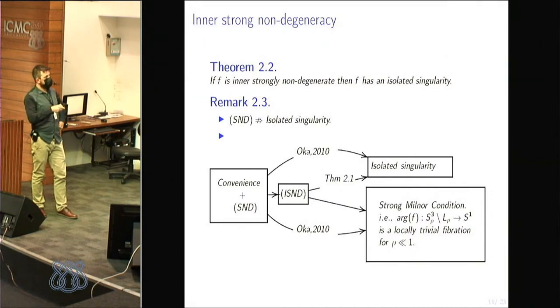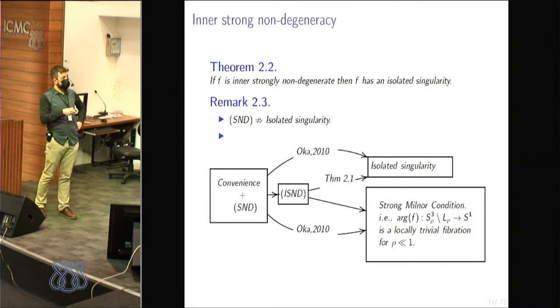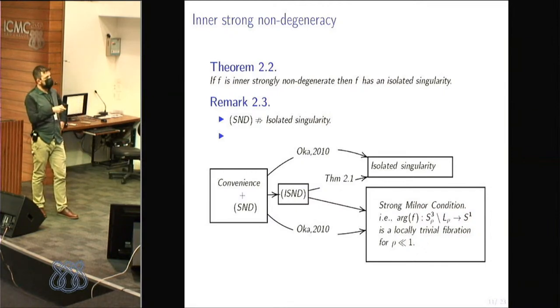And we can also prove that our mixed polynomial satisfies the strong Milnor condition. That means the argument function, that is F divided by its modulus, is a locally trivial fibration, right? We can also prove this for our class of inner strong non-degenerate mixed polynomials. And by theorem 2.2, we have isolated singularity. Then this is a kind of improvement of these two conditions, right?